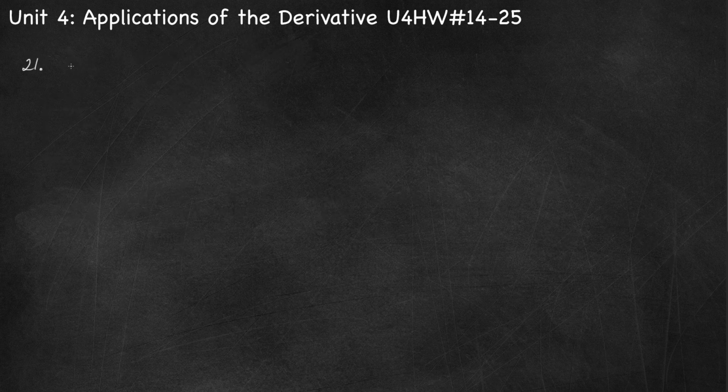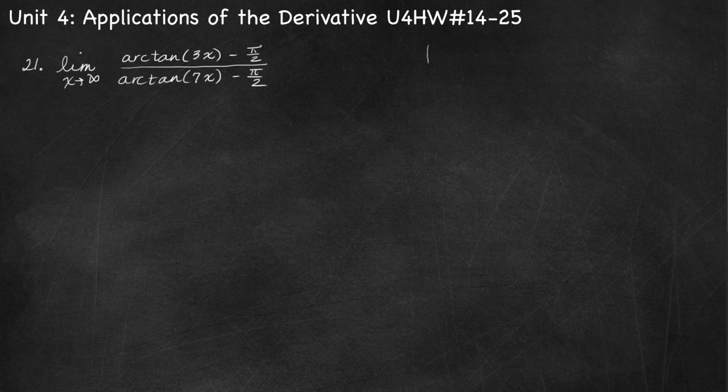Number 21, limit as x approaches infinity of arctan 3x minus pi over 2 over arctan 7x minus pi over 2. So first we'll try substitution. The limit as x approaches infinity of arctan 3 times x.